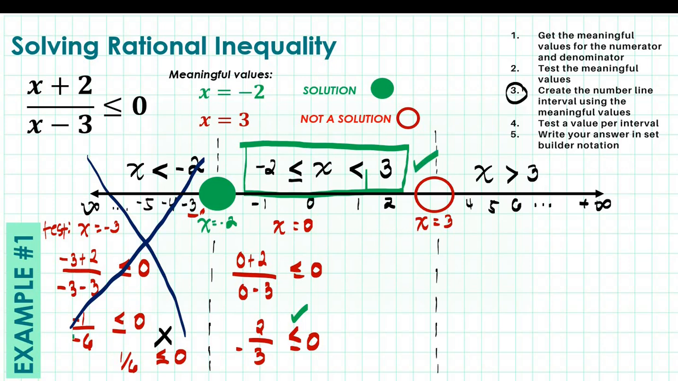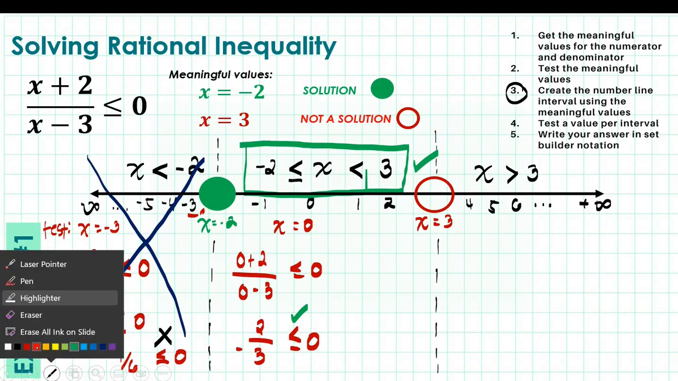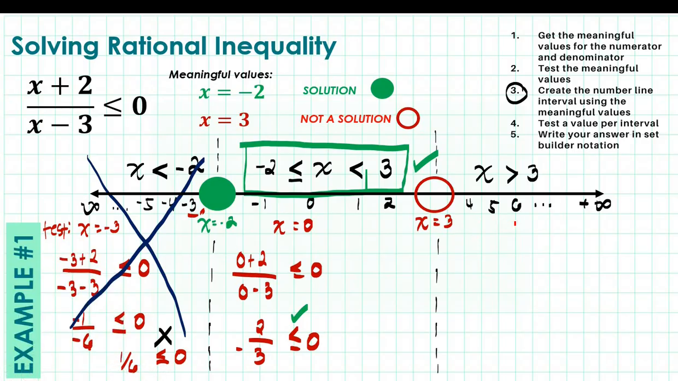And for the last section, we need to test values greater than 3. So let's select values greater than 3. A value greater than 3 could be 4. Substituting it to the inequality, we have 4 plus 2 over 4 minus 3. Is it really less than or equal to 0?